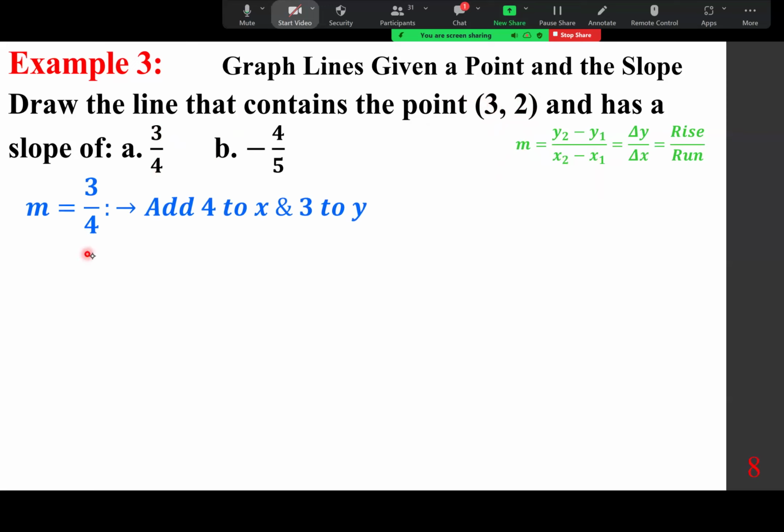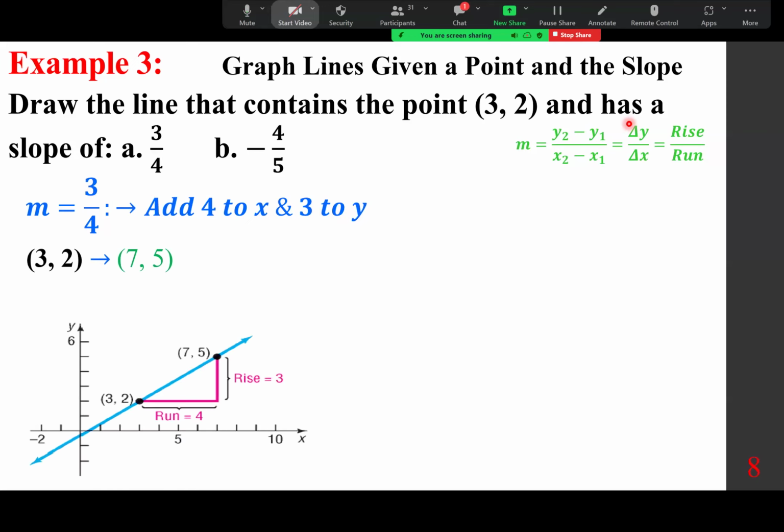So we should recognize that. Add 4, the bottom, to x, and 3, the top, to y, because the top is rise, the change in y, delta y over delta x. So now you have 2 pairs, and you can draw the line.